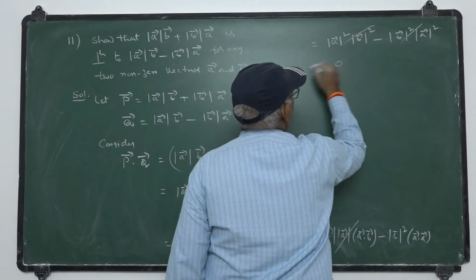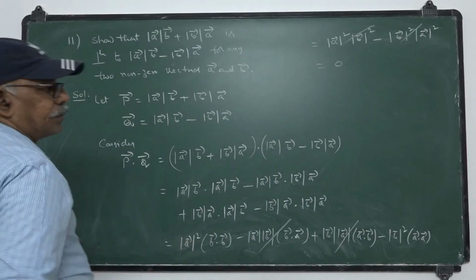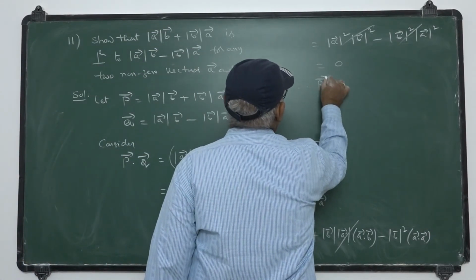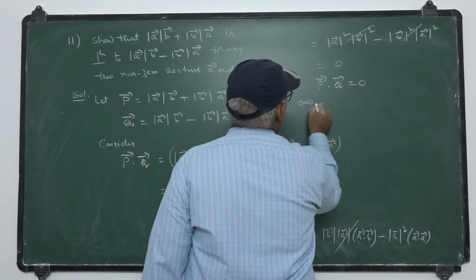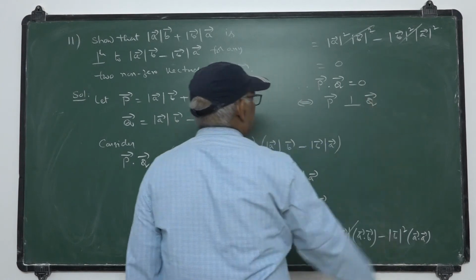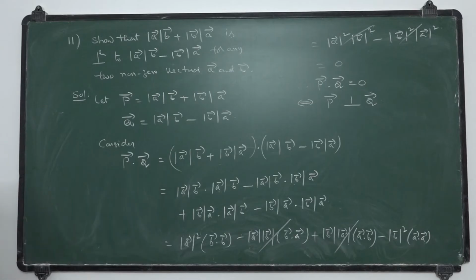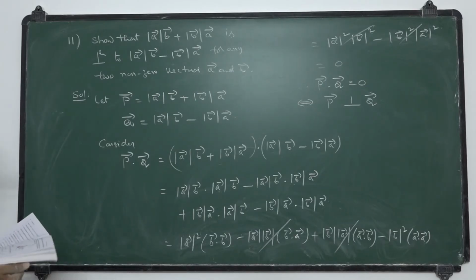So hence 0. The dot product of P and Q is 0. Hence P bar is perpendicular to Q bar. Therefore P bar dot Q bar is 0 implies, and implied of course, P bar is perpendicular to Q bar. Hence this vector is perpendicular to this vector for any non-zero vectors A bar and B bar.